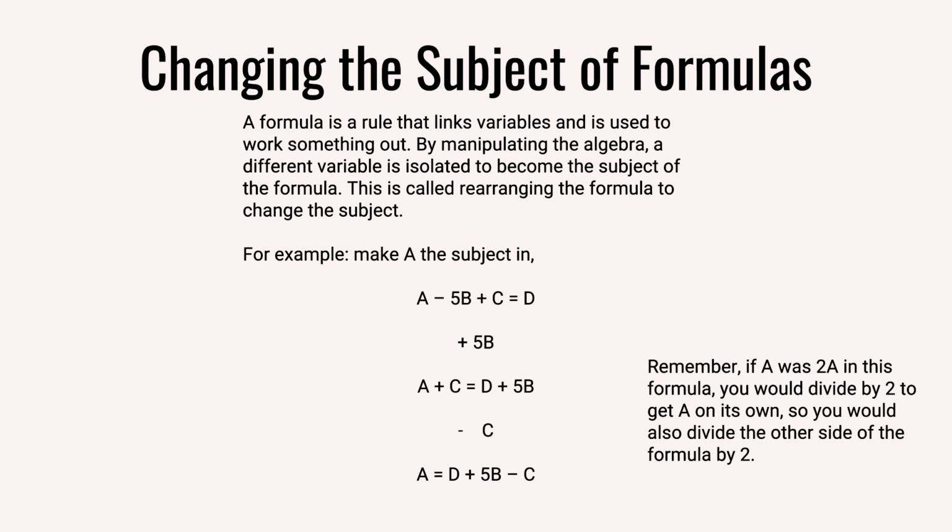Remember, if A was 2A in this formula, you'd have to divide by 2 to get A on its own. So you'd also have to divide the other side of the formula by 2. So if A was 2A in this instance, to get A on its own, it would be A equals D plus 5B minus C, all divided by 2.